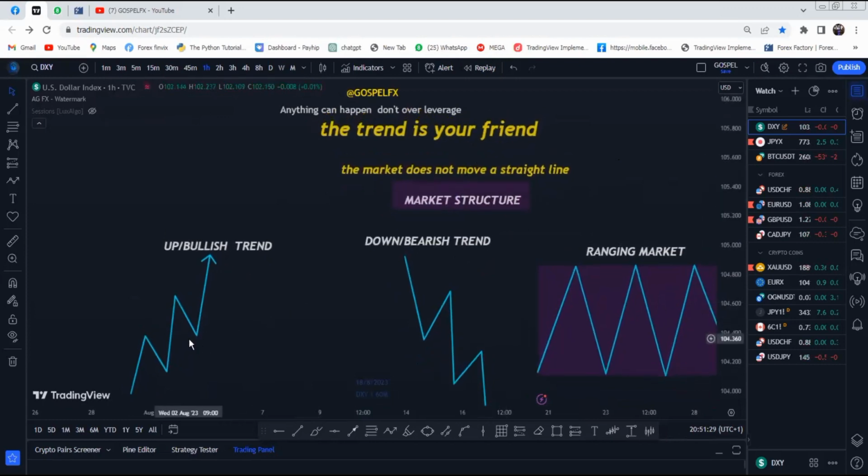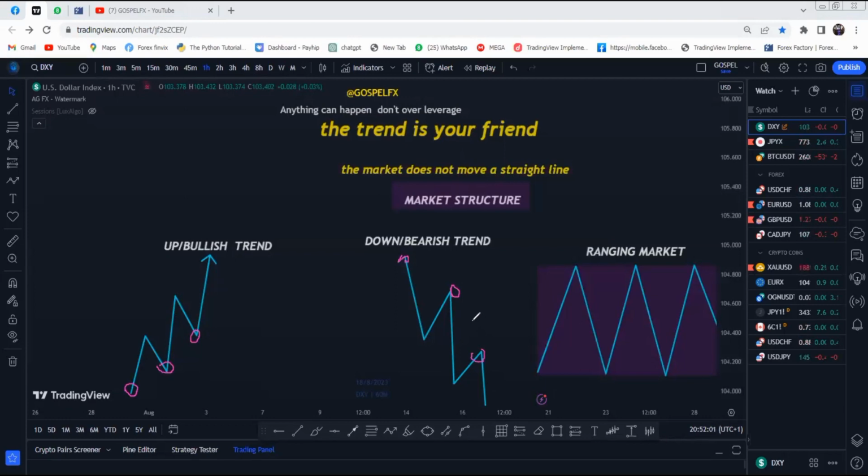Now, why do they say the trend is your friend? This is because if the market is in a bullish move, this is the only time that you can buy, right? So if the market is going up, you can be buying. Okay, you buy, and then prices continue to go up. This means that you cannot sell in an uptrend. You should not want to sell in an uptrend. You should be selling in a downtrend. You should only sell in a downtrend. This is the reason why they say the trend is your friend.